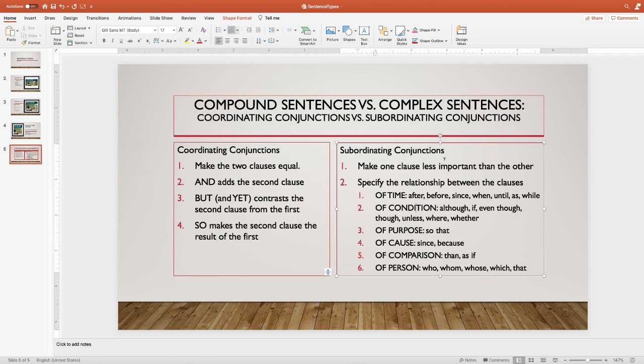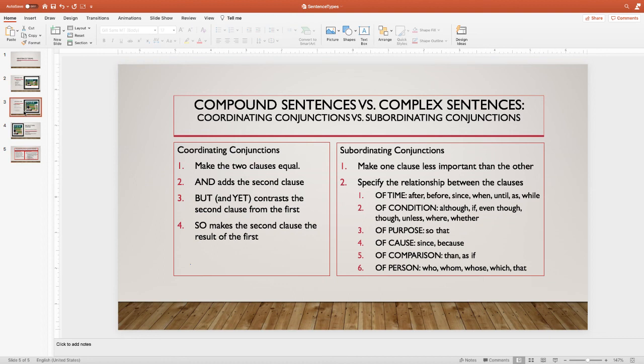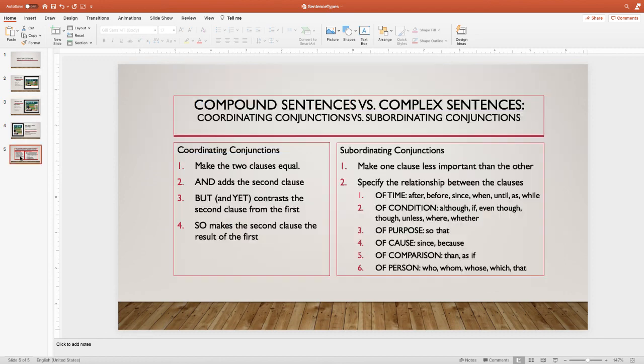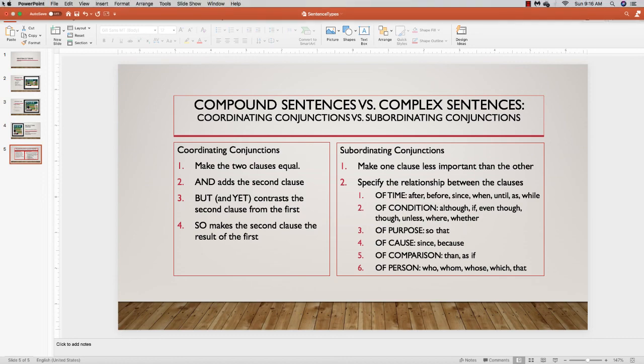Okay, and then there are subordinating conjunctions, who, whom, whose, which, and that, and those are to give more information about the person, or, you know, possibly the car or the dog. You can use that to mean those things. So of person, we could look at the sentence, and you could say something like, Chang Mo, who threw the ball, expected Dong Yub to hit it. So who threw the ball then becomes the subordinating clause there. Okay, so that is our lovely lesson on sentence types. Enjoy.